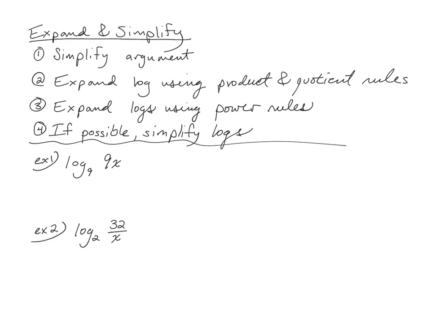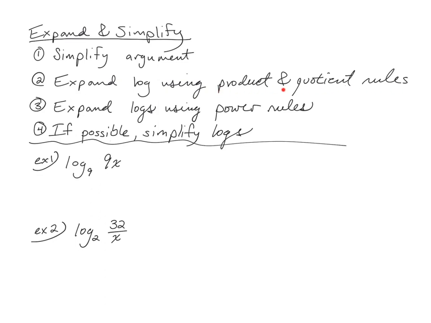All right, expand and simplify. These are the directions that we will use for every single example until we get to condensing. So what we will have to do first is simplify the argument, and that's if we can. Sometimes, probably all the times, at least in college algebra, we don't need to simplify the argument before we start expanding. Then, step 2, we can expand the log using the product and quotient rules.